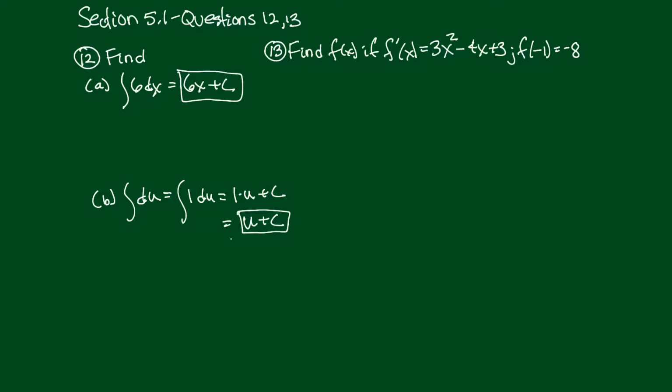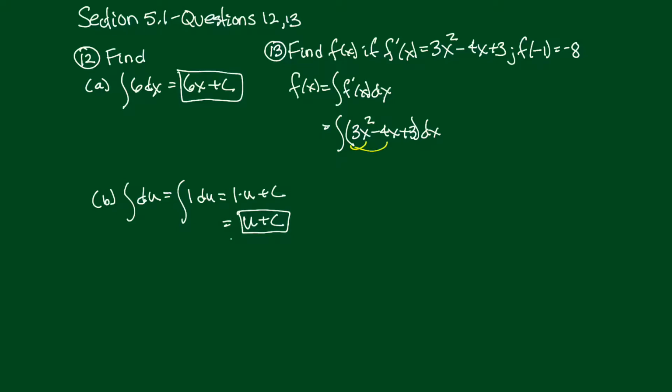Now what we want to do is find f of x given the derivative. So here's the derivative, 3x squared minus 4x plus 3, and we're given an initial condition. So first of all, let's anti-differentiate this. I'm going to start by saying that f of x is equal to the antiderivative of f prime of x dx. So this is going to be the integral of 3x squared minus 4x plus 3 dx.